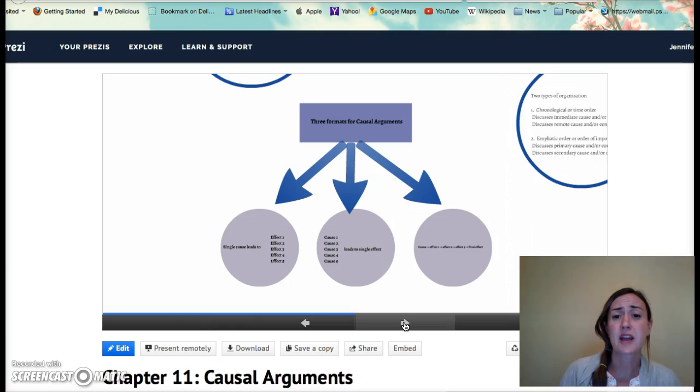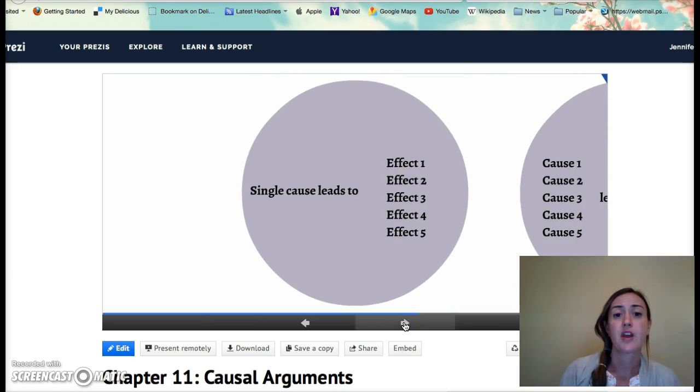The three different formats that you might use for a causal argument. So you won't use all three of these in your essay, you would use one of these three. The first is that you can look at a single cause that leads to multiple effects. You'll notice that those effects don't cause each other to happen. They're actually each a separate sort of effect. So these are all the results from a single cause.